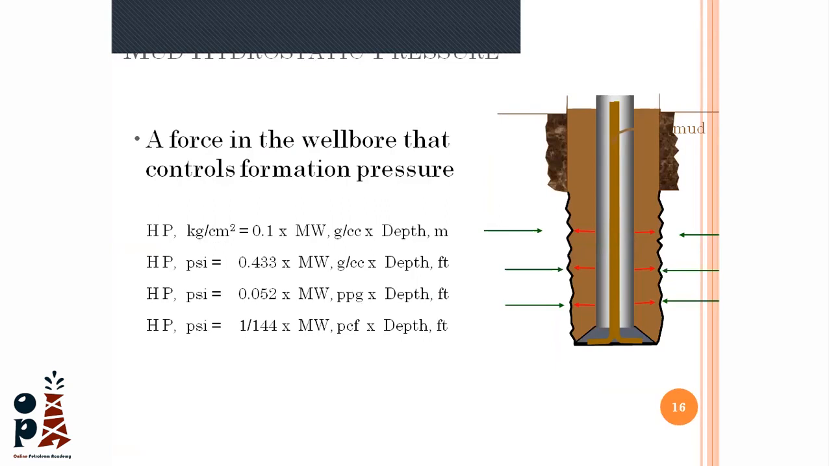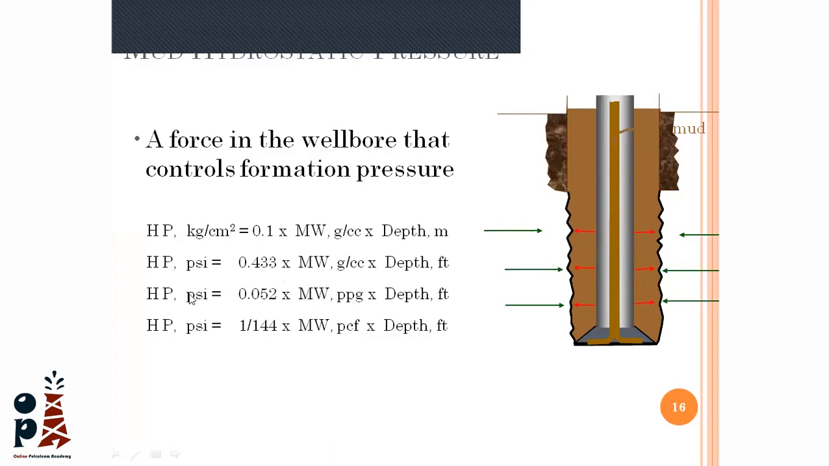But the most common one is the third one: the hydrostatic pressure in psi, which is pound per square inch, equals 0.052 multiplied by mud weight in ppg, which is pound per gallon, multiplied by the depth, which is the TVD, true vertical depth, in feet. If you are going to use any different sets, for example, gram per cubic centimeter and meter, the constant will be different. And guys, this number comes from just conversion numbers.